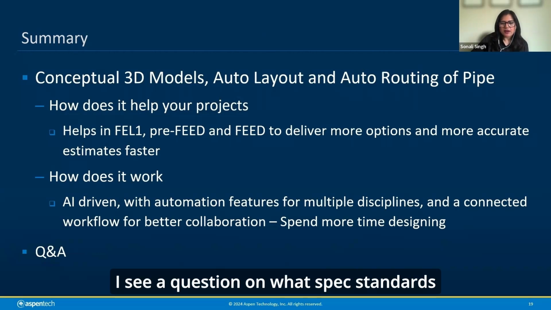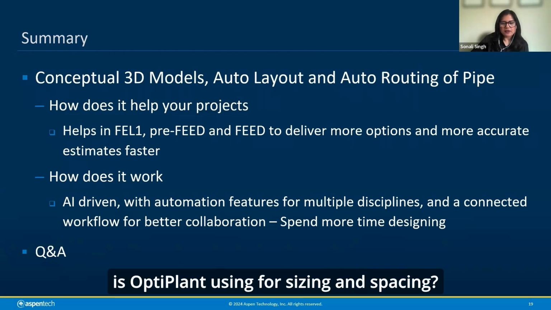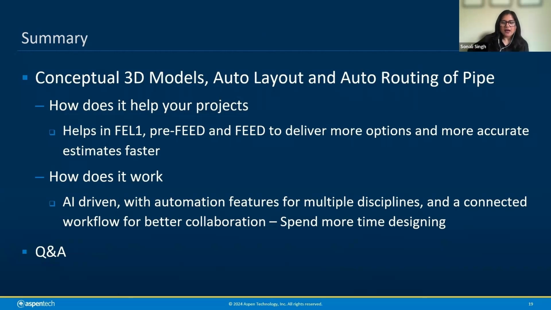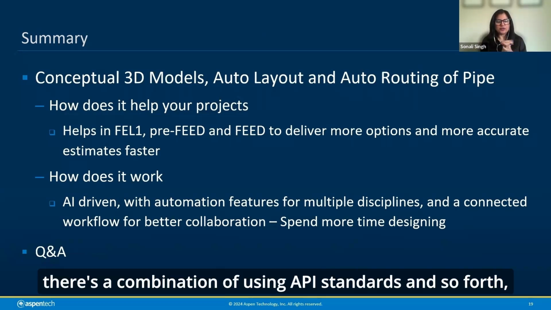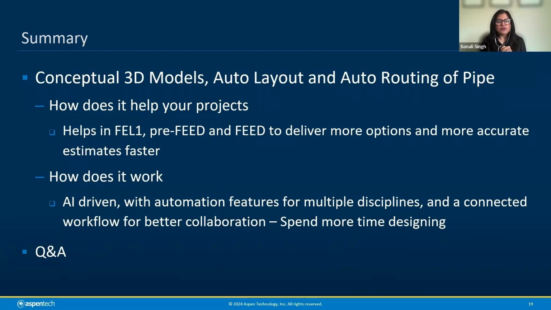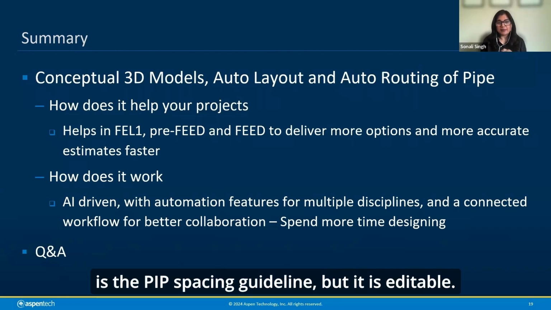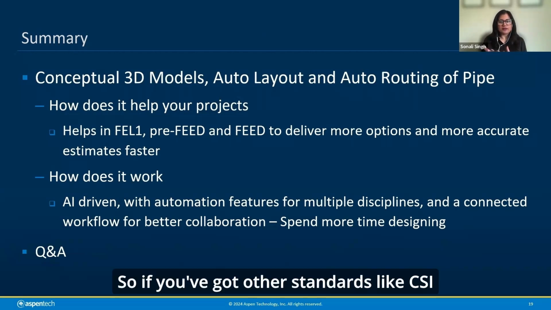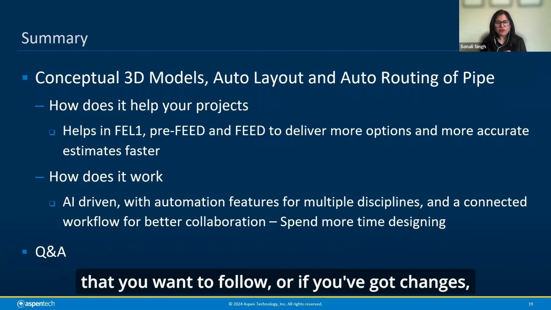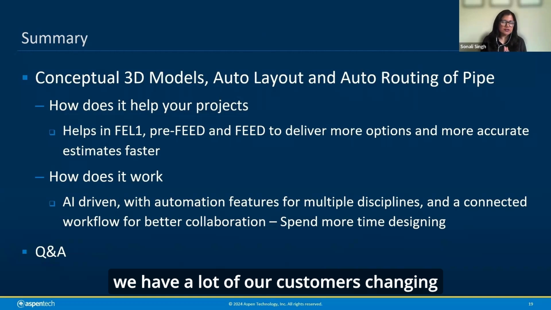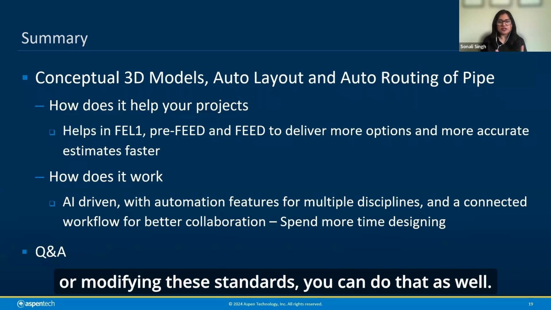I see a question on what spec standards OptiPlant is using for sizing and spacing. So for equipment sizing, there's a combination of using API standards and so forth, but we also have algorithms built in for conceptual sizing of equipment. For spacing, what comes out of the box in OptiPlant is the PIP spacing guideline. But it is editable. So if you've got other standards like CSI that you want to follow, or if you've got changes, we have a lot of our customers modifying these standards, and you can do that as well.